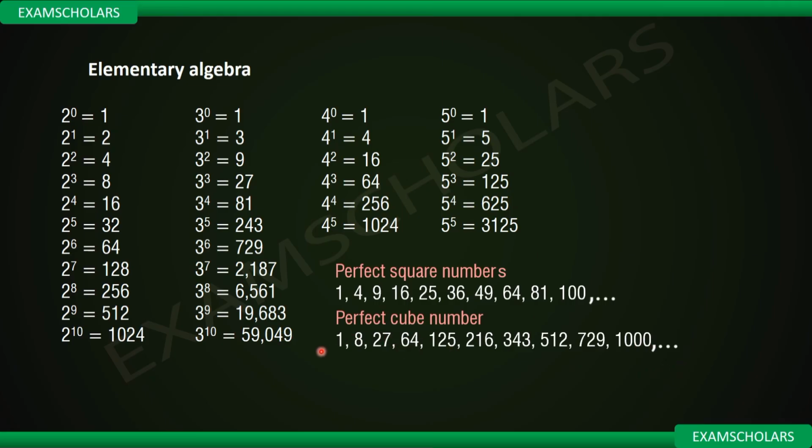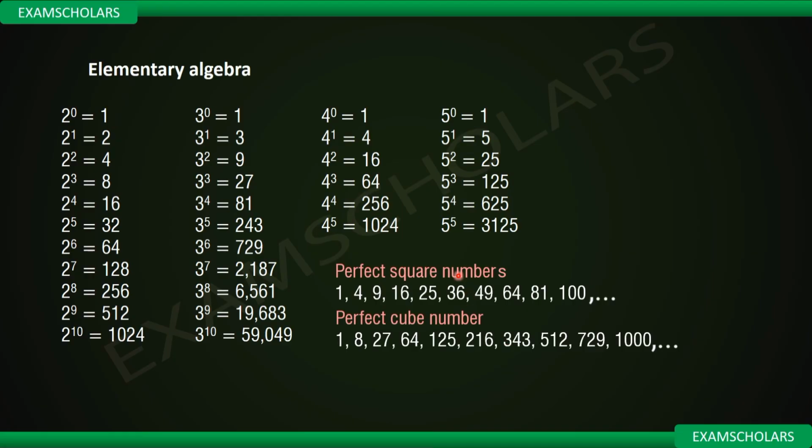Which means that if you find the cube root of all these numbers, you get a whole number. When you continue like that, any number apart from a perfect cube number, when you find its cube root, you are going to get a decimal, irrational number as well. So that is perfect cube numbers and perfect square numbers.